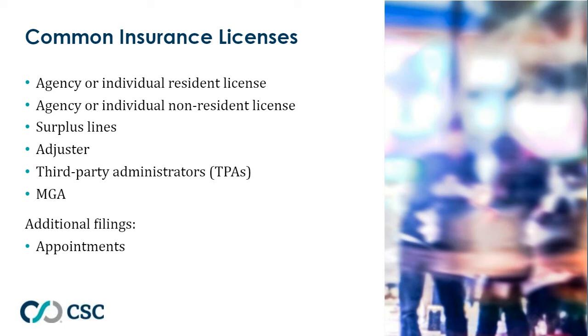You might run into third-party administrators. That's going to be an actual party that's physically processing claims. They might have other types of administrative services, potentially risk management or consulting in that space. That's going to be a specialty type of license. There's a lot of unique information that you have to provide, like financial data, when you renew those. So that's another type of specialty license.